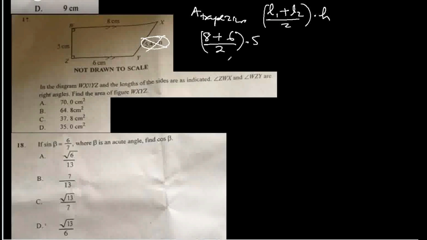And the area will be how much? 8 plus 6 is 14, divided by 2 is 7. Yeah, 7 times 5, 35 centimeters square. D is the answer. Okay, 18.